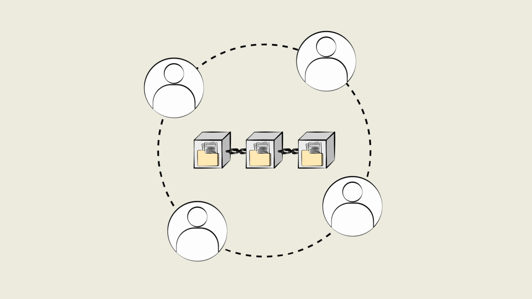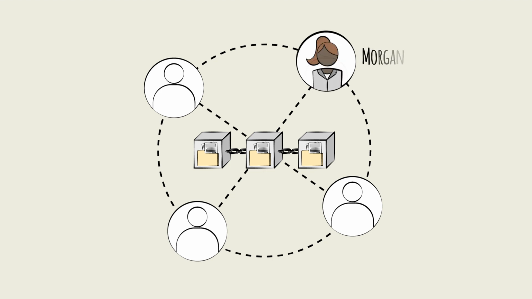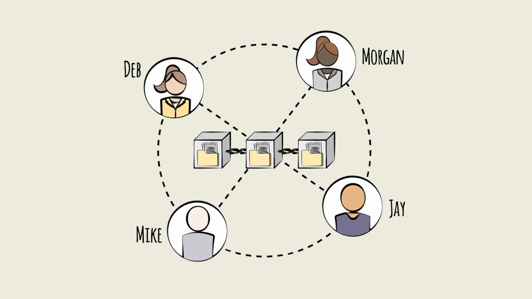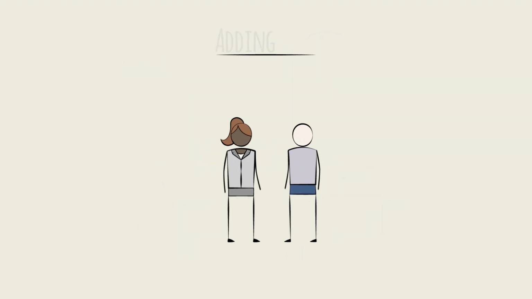Records are stored in a distributed way. Each holder of a registered copy of a blockchain is called a node. Nodes have full access to the data in the blockchain and maintain their own copy on their own devices. Say that the members of the town are all nodes, including Morgan, Jay, Mike, and Deb. Any one of them can propose adding data to the blockchain in the form of a new block.